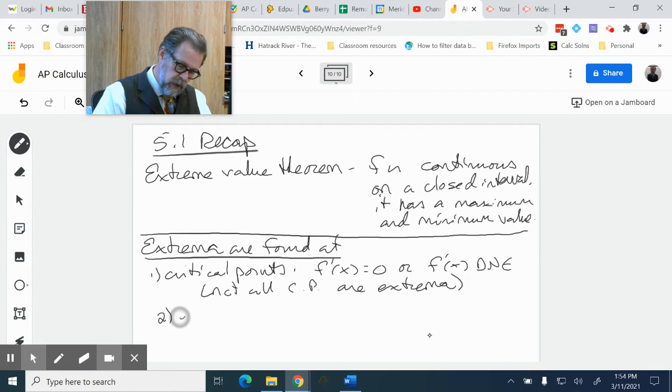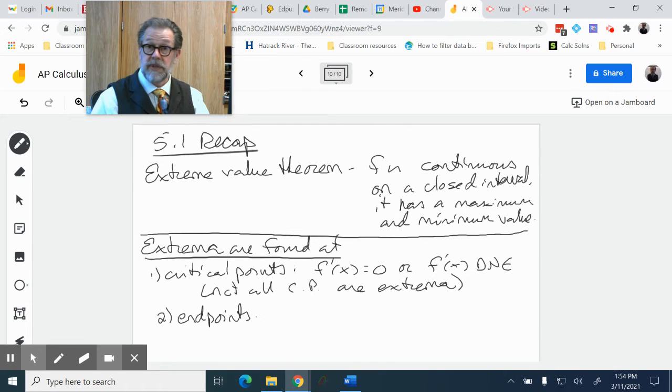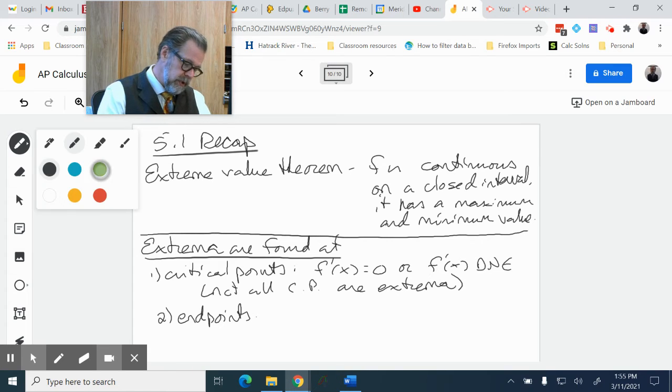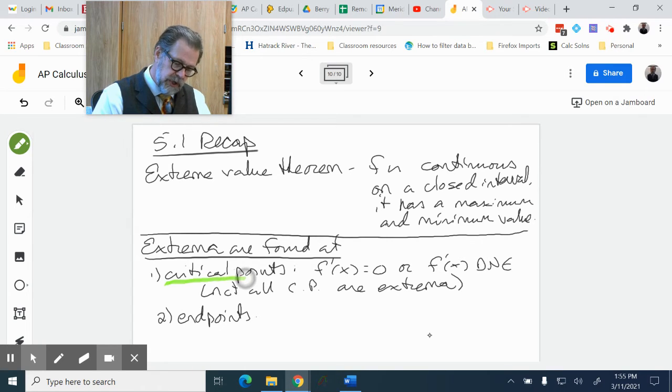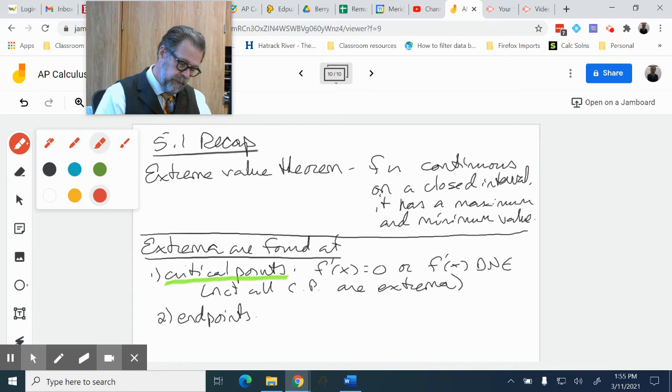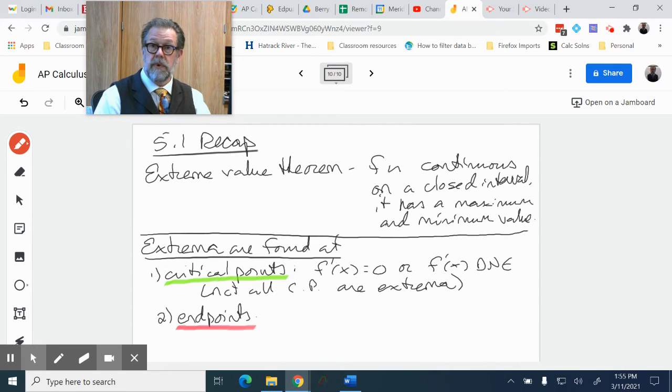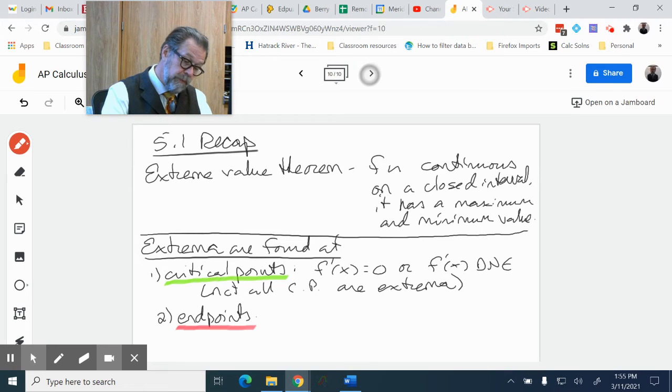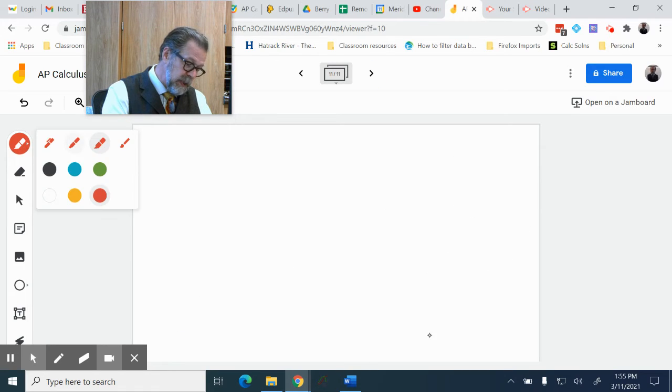Two, endpoints. I can't stress this enough because frequently my students, year after year, check the critical points and forget to check the endpoints. Must check both.